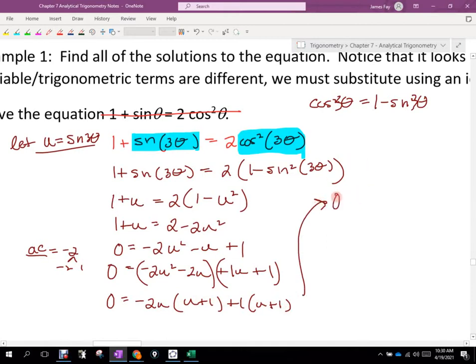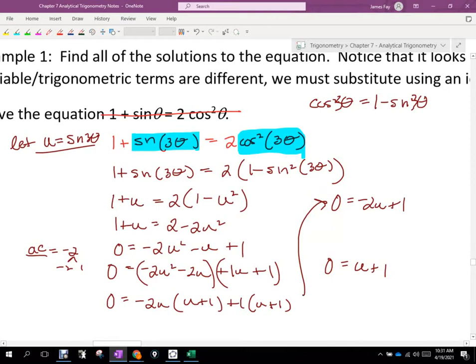And that's going to end up with 0. I'm going to skip a step here, but you'll get 0 is equal to negative 2u plus 1. You'll get 0 equal to u plus 1. Everybody in agreement on that? But what was u?